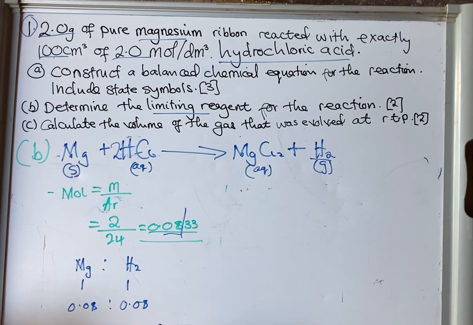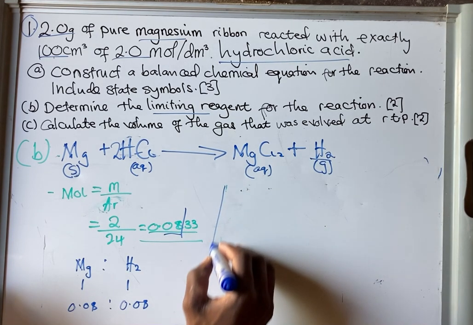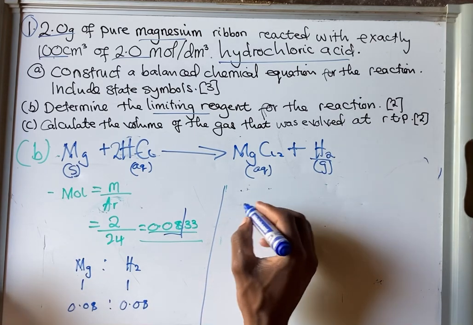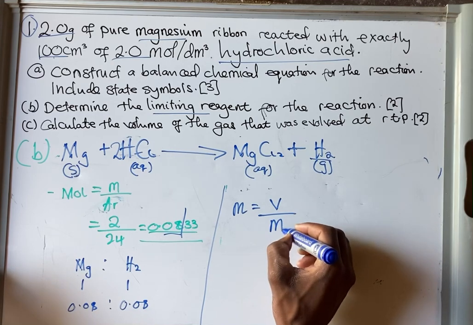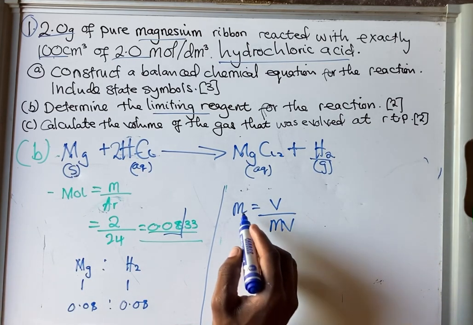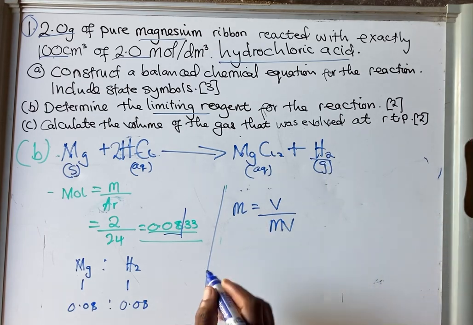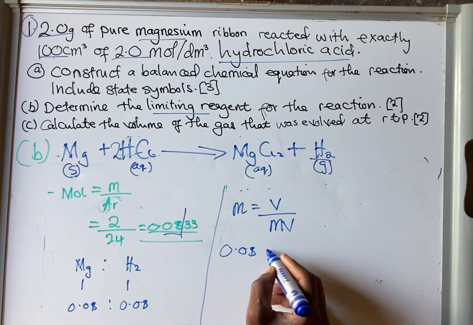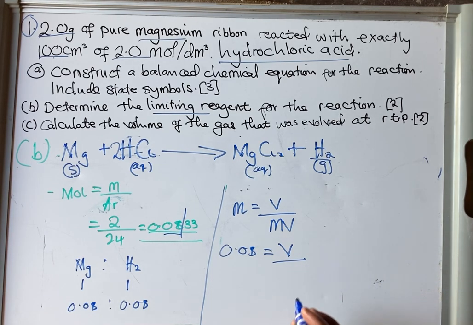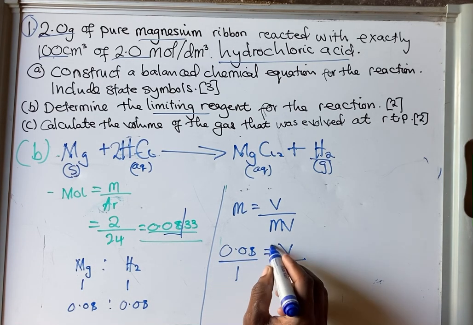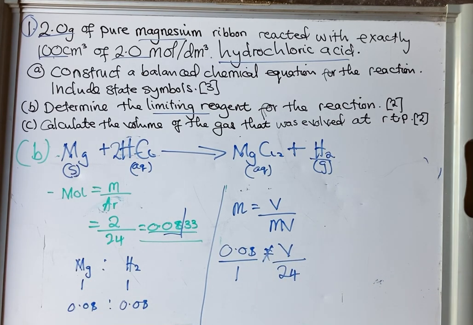Okay, so what you're going to do here is find the volume now at RTP. So number of moles is equal to volume of a substance over the molar volume. Now, what's the number of moles for the hydrogen gas? The number of moles is 0.08, which is equal to volume, what you are looking for, over the molar volume at RTP, which is 24. Okay, the molar volume at RTP is 24 decimeter cubed. So raise this as a fraction, you cross multiply. So we have 0.08 times 24.